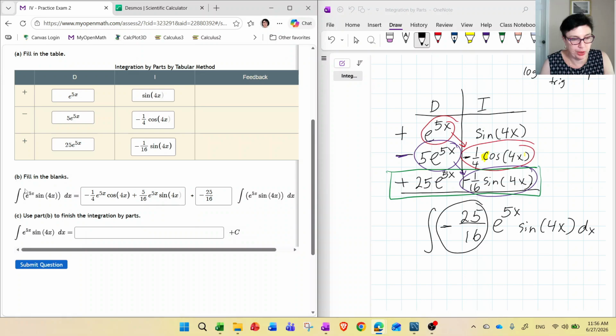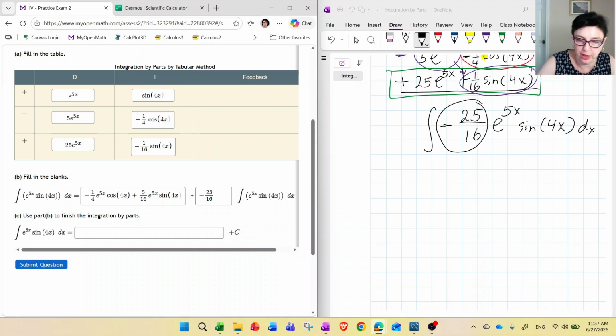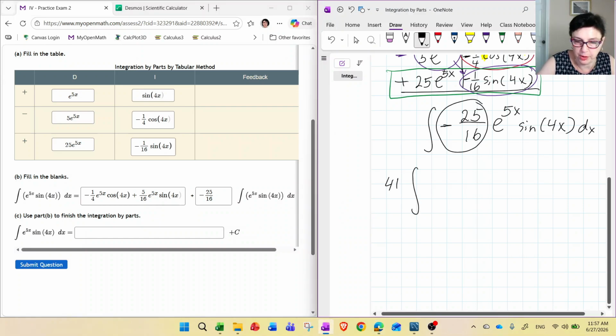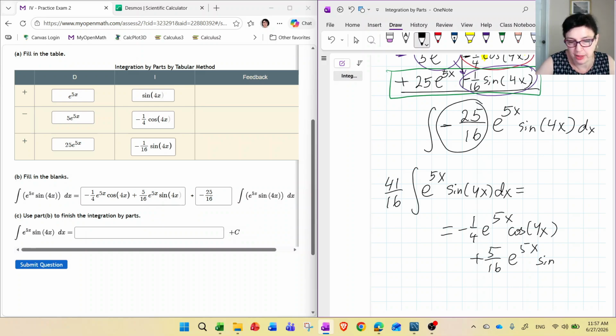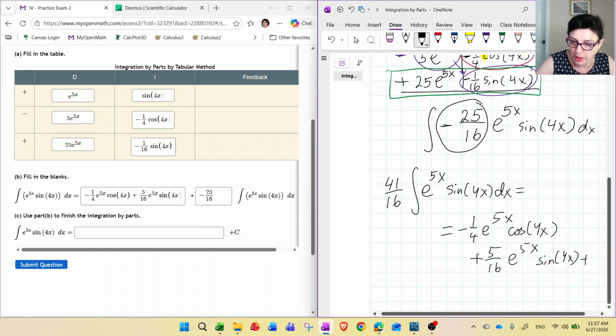So on the left-hand side, you're going to have 41/16 of this integral, right? And on the right-hand side, we don't have it anymore because we added it to the left-hand side. So on the right-hand side, you are going to have negative 1/4 e to the 5x cosine 4x, and then plus 5/16 e to the 5x sine 4x. I don't have any dx, I just have plus c. What you're trying to do is get rid of this, and that is going to be it.